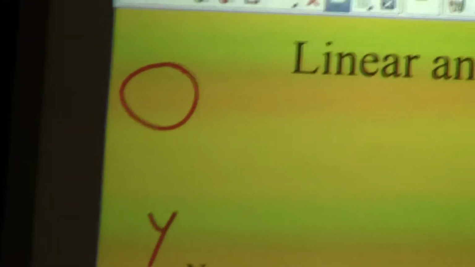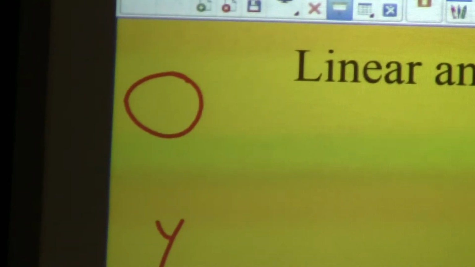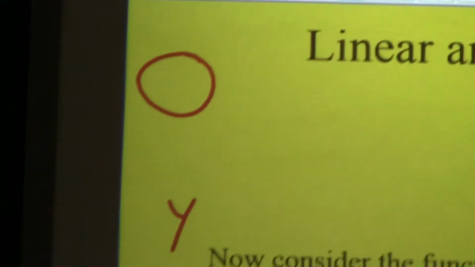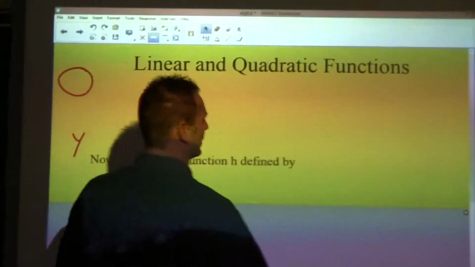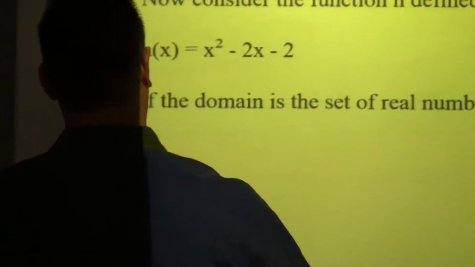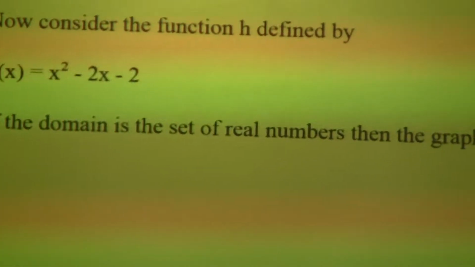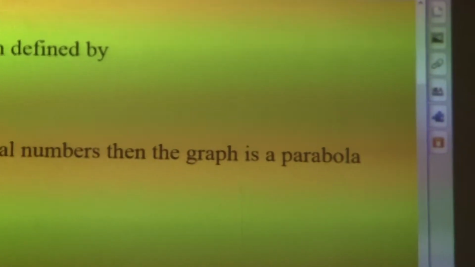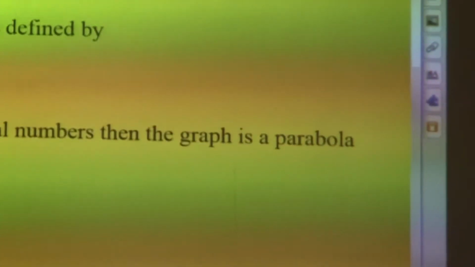If you look at the function x squared minus 2x minus 2, what's the first thing that you notice that is completely different than what we've been dealing with so far? Go ahead. X squared. We have a square. We now have something different. If the domain is the set of real numbers, then this graph is what we call a parabola.